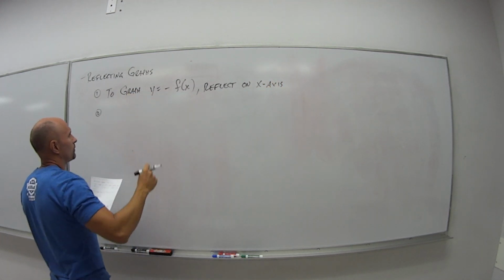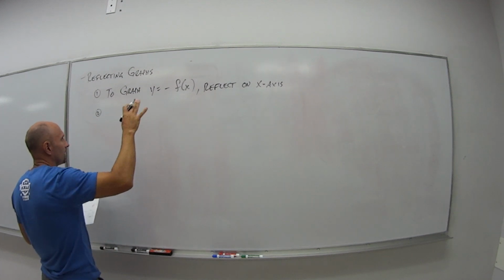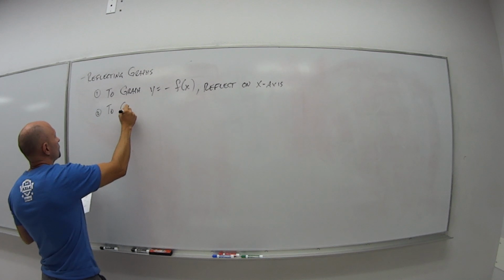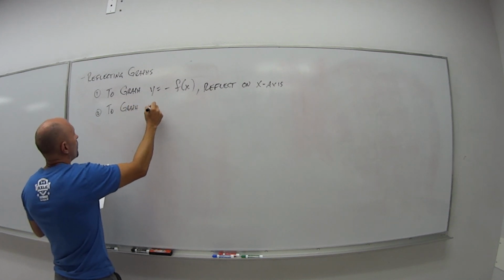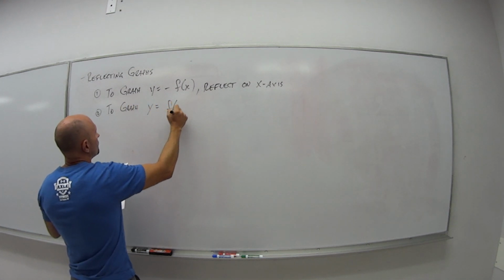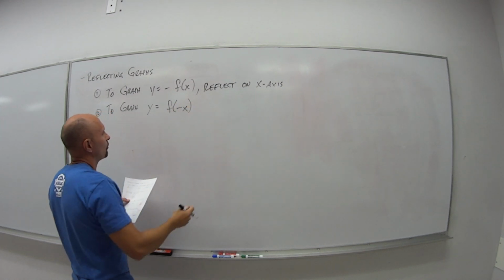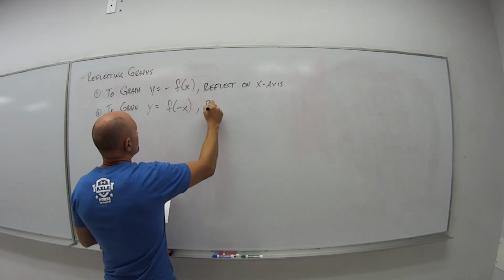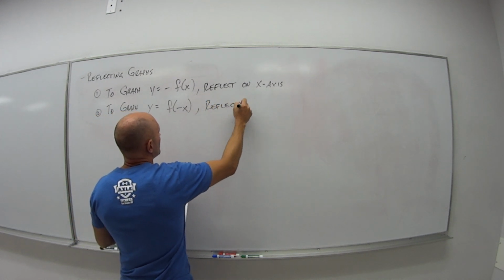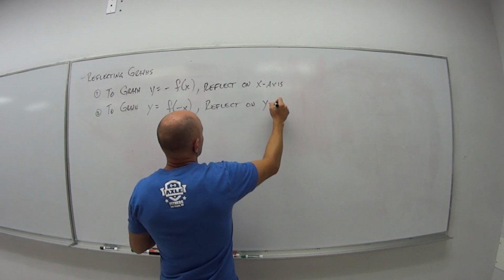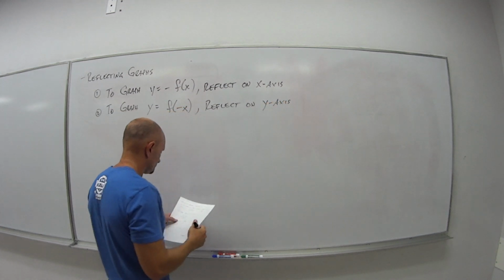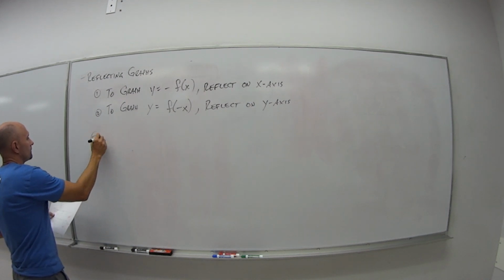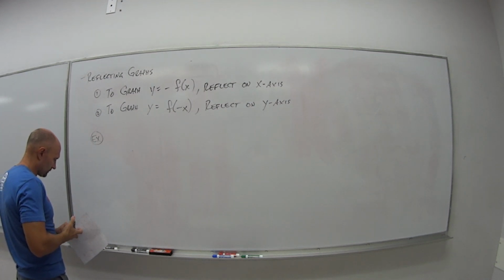And when we do some examples, you'll kind of see inside, outside, reflect on the x, reflect on the y. Just giving it to you verbally here for now. So to graph y equals f of minus x, so now the negative sign is on the inside, we're going to reflect on the y-axis. So, a couple examples. Switch pens here for you guys.